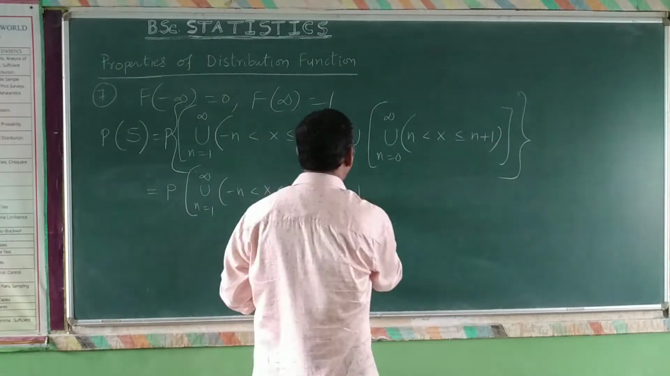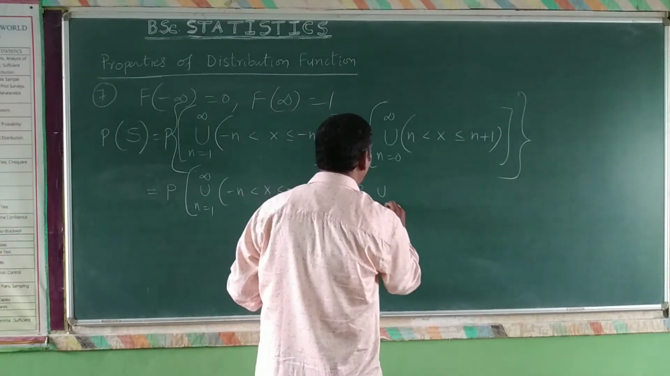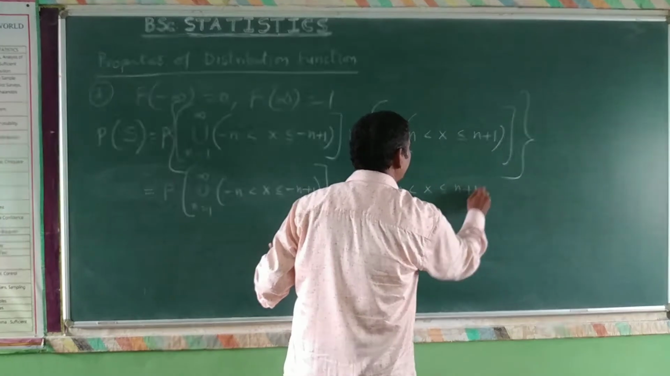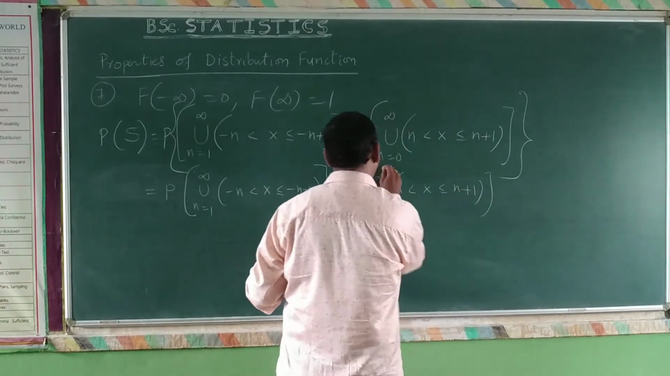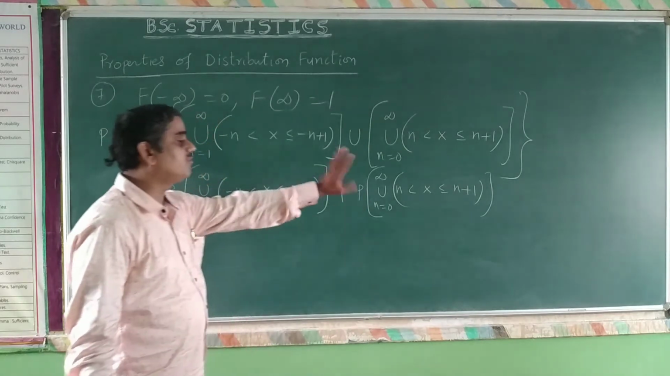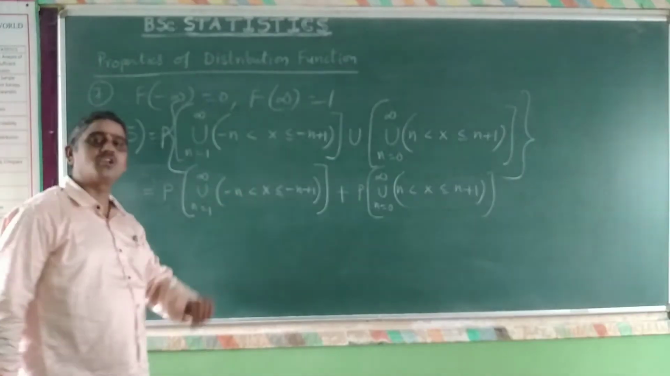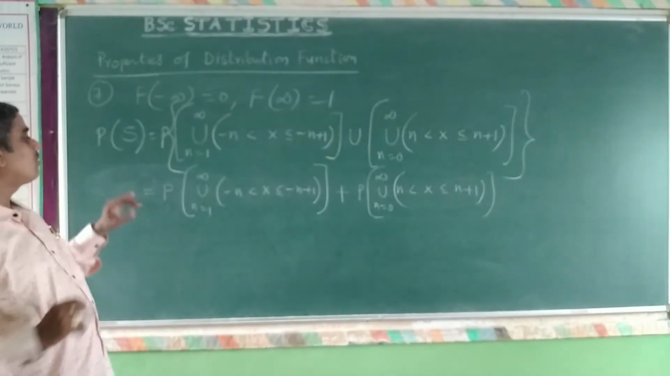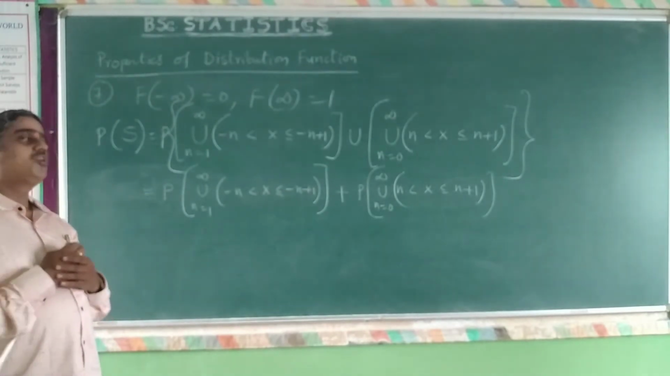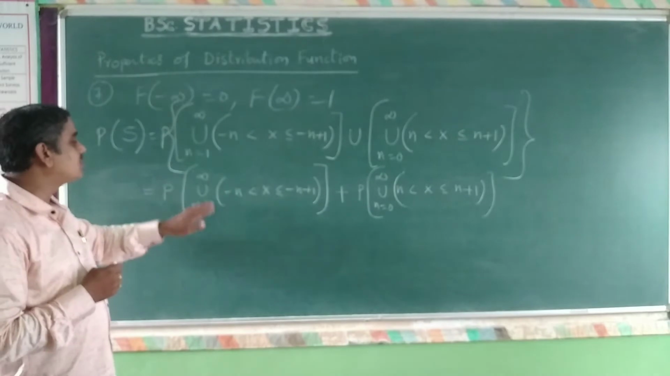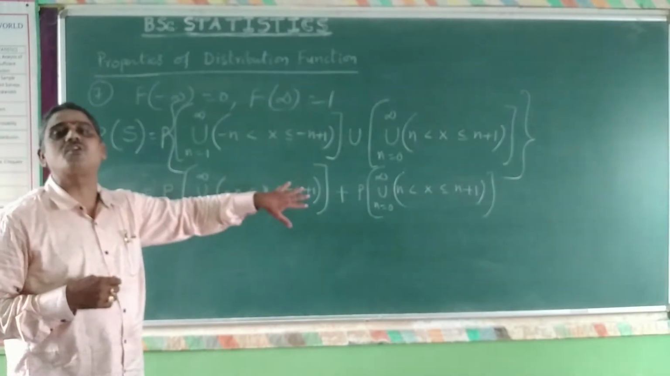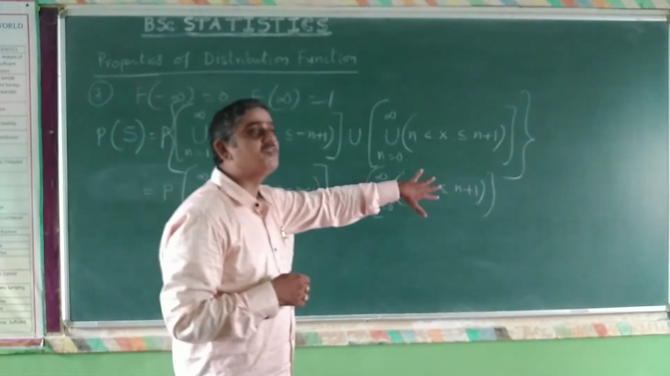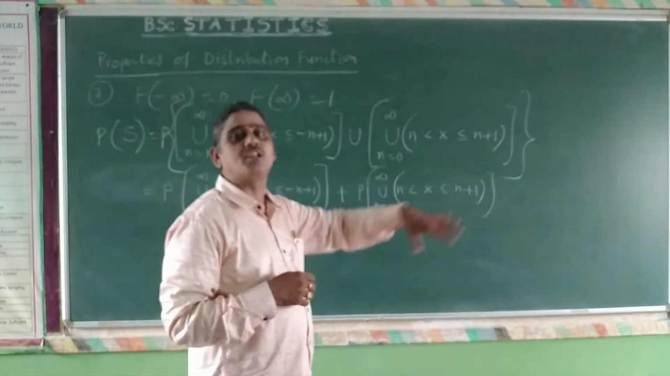Probability of A plus union becomes plus. Probability of union n equals 0 to infinity of n less than x less than or equal to n plus 1. So this is another disjoint event, from 0 to infinity. It is minus infinity to 0. So by considering this, the probability of union n equals 1 to infinity is the union of many disjoint events. This is again the probability of a union of many disjoint events.